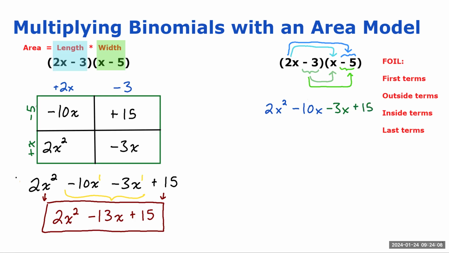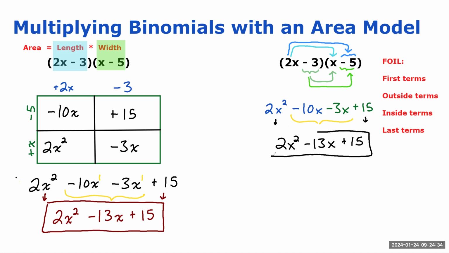And once again, we're going to combine our middle terms that have a single power of x, -10x minus 3x. That gives us -13x. Drop down our remaining two terms, leading with 2x squared minus 13x plus 15. And we've got the exact same trinomial using the FOIL method.